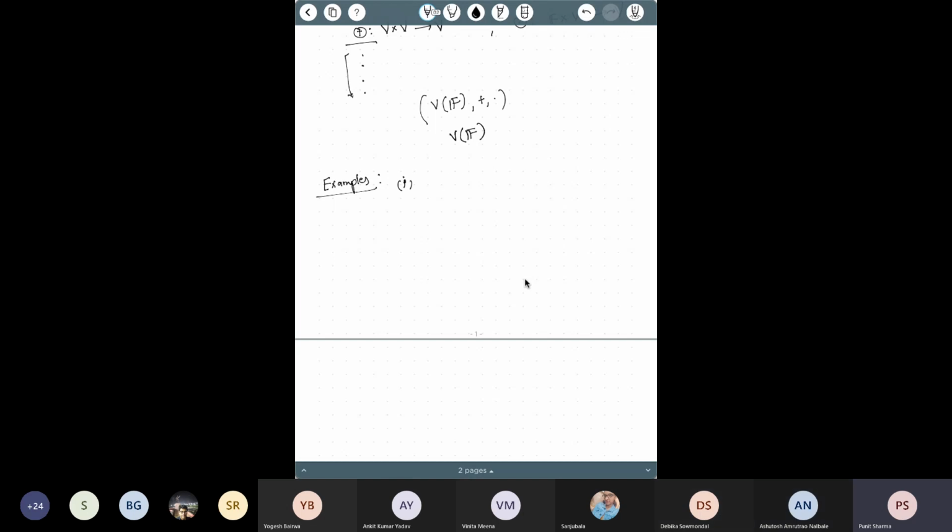So R over R, this is what you said. Then C over R. C over R is a vector space under the addition and scalar multiplication defined on C. What else? C over C.